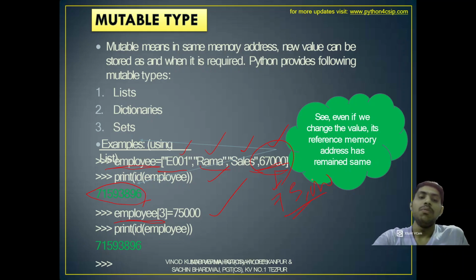Yes or no? But the memory address you can see is the same, because it is a list data type. It is mutable. So whenever the value changes, there should not be any change in the memory address. Clear?